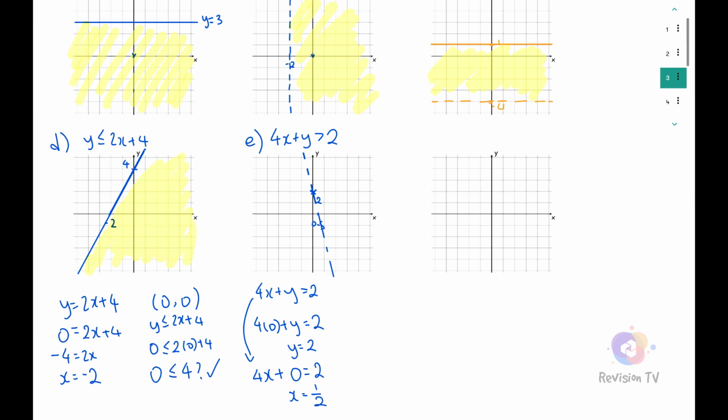Next, we need to substitute in a point. Let's say 0, 0 again, because this line does not cross 0, 0. So substituting 0, 0 into 4x plus y greater than 2: 4 times 0 plus 0 is greater than 2. Is that true? 4 times 0 is 0. 0 plus 0 is 0. 0 greater than 2 is incorrect. So in other words, we cannot shade the part that contains the 0, 0. So the region that does not contain 0, 0 is this upper part.